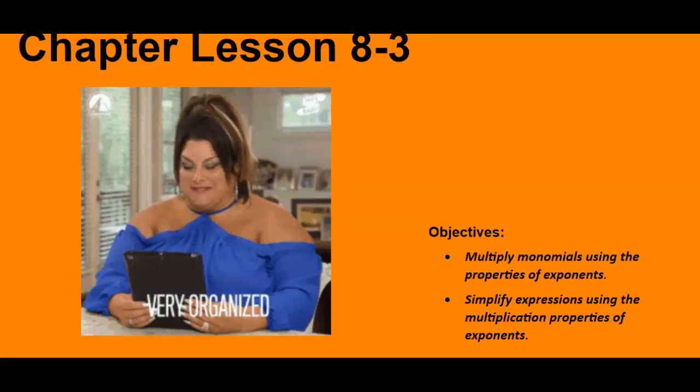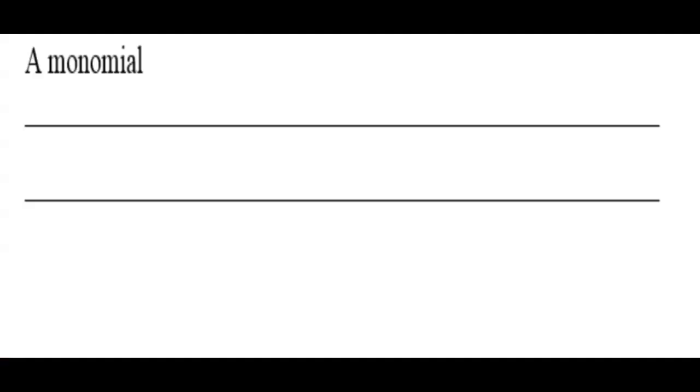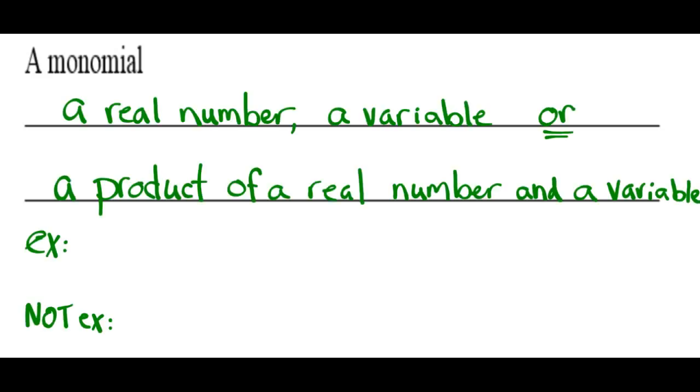So we're going to talk a little bit about exponents. We haven't visited exponents in a while. So before we do that, we need to know what a monomial is. A monomial is a real number, so any number, a variable, or a product of a real number and a variable. Remember, product means multiply.